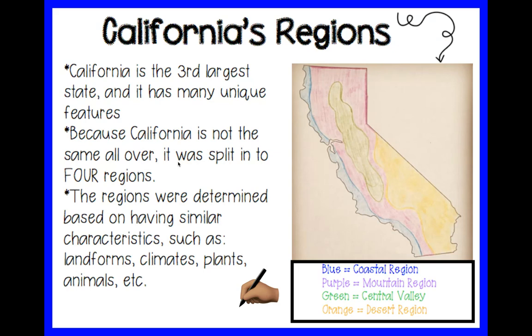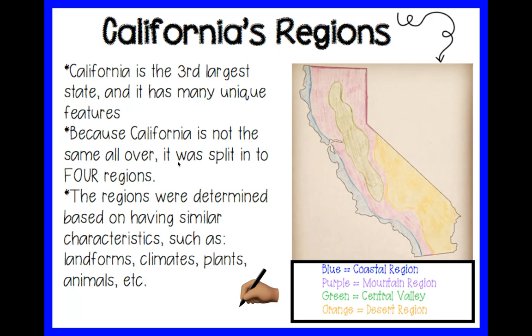So, California regions. California is the third largest state and it has many unique features. Because California is not the same all over the state, it is split into four distinct regions. And each region is determined by having similar characteristics such as the landform, climates, plants, and animals. So we have four regions. Take a look at the map on the right.